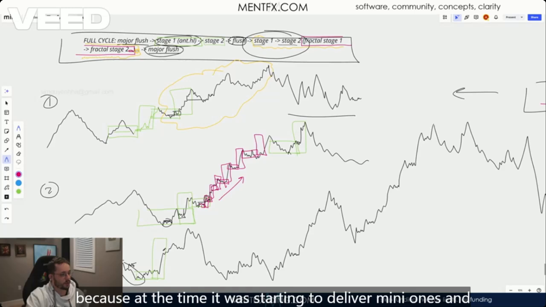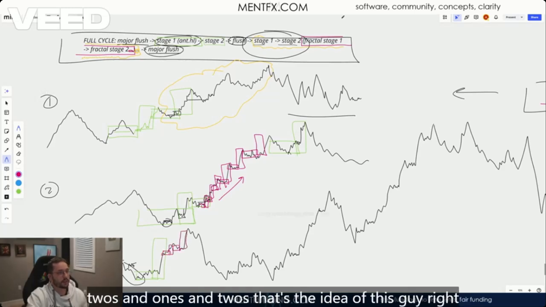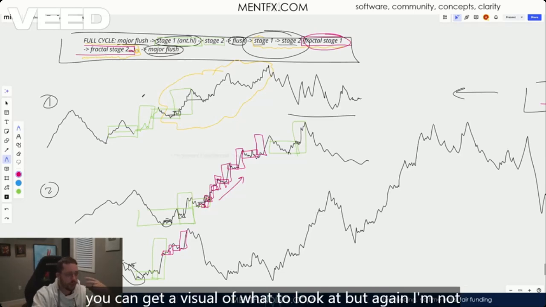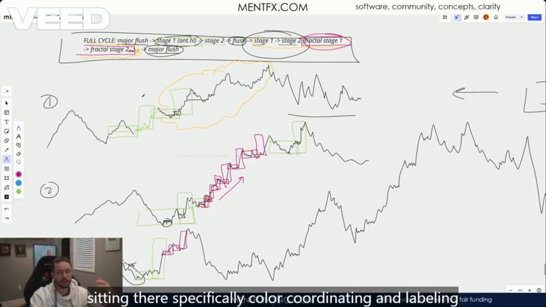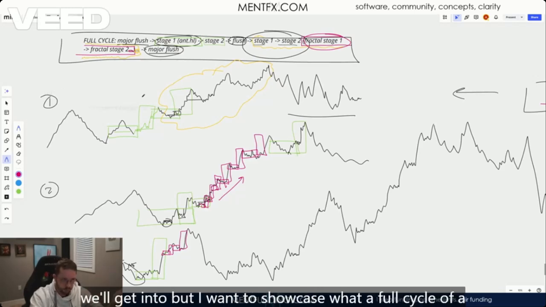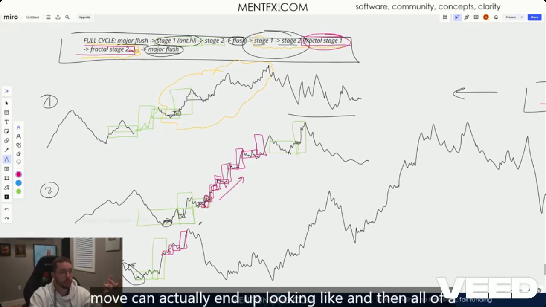Because at the time it was starting to deliver many 1s and 2s, 1s and 2s. That's the idea of this guy right here. So I'm, again, trying to color coordinate this for you so you can get a visual of what to look at. But again, I'm not sitting there specifically color coordinating and labeling every single section on any market that I'm watching, right? Because there's specific things I'm looking for, which we'll get into. But I want to showcase what a full cycle of a move can actually end up looking like.